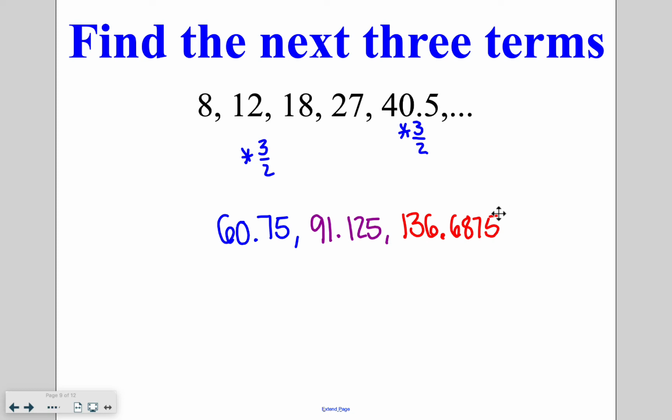Notice I am not rounding in this particular section. So normally we round to 2 decimal places, but if it is asking you to find the next 3 terms, we're going to go ahead and not round those answers. Go ahead and try this one on your own.